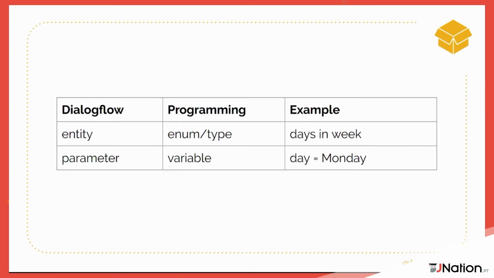Then whenever you see a parameter in Dialogflow, in programming we would talk about variables. And a variable has a name and a value. So in the example, day is Monday, day would be the name of the variable and Monday would be the value of the variable.